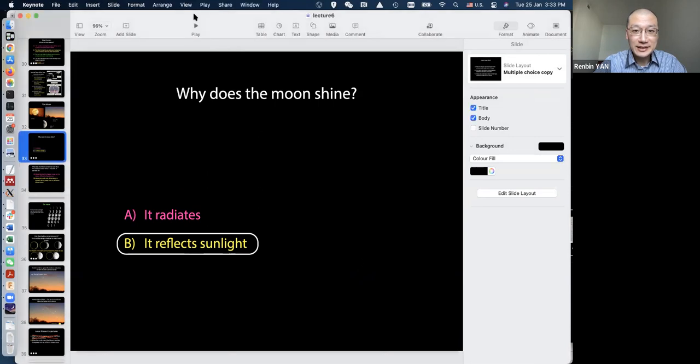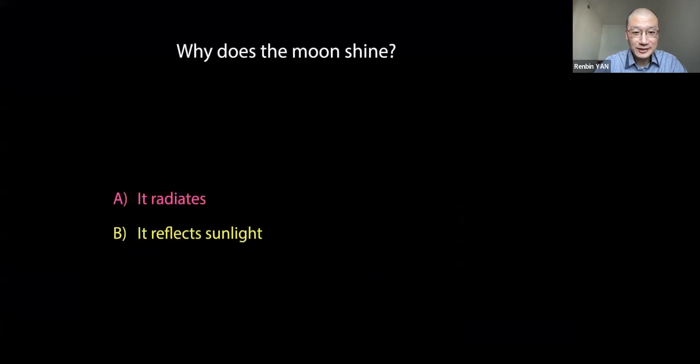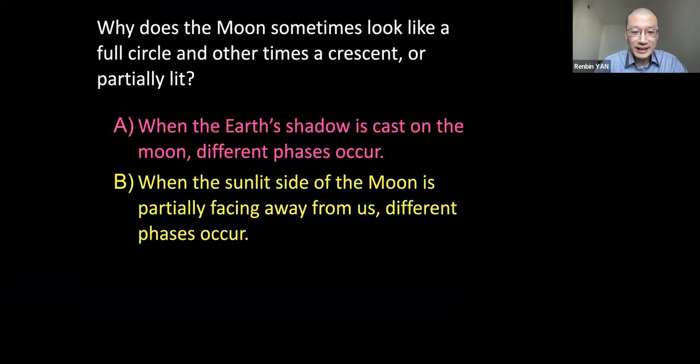So the reason, oh, did I just show the answer on my slide? Okay. Why does the moon shine? It's not because it radiates optical light. It is because it reflects sunlight. It is reflecting the light from the sun.